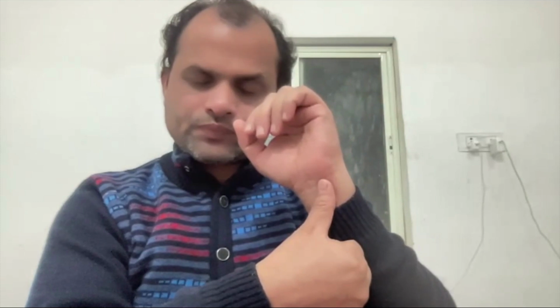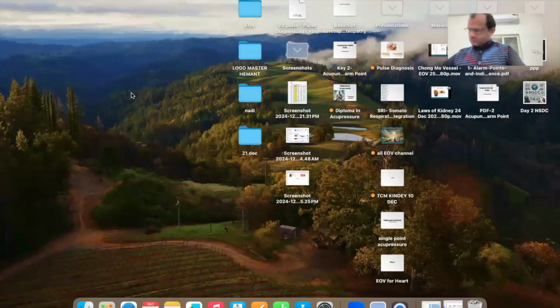Then the heart 7. I am checking the pulse on the heart 7. Okay, and just try to understand what is the condition of the heart chi. Heart chi की क्या condition है? So ultimately, there is a network of arteries spreading all around the body.